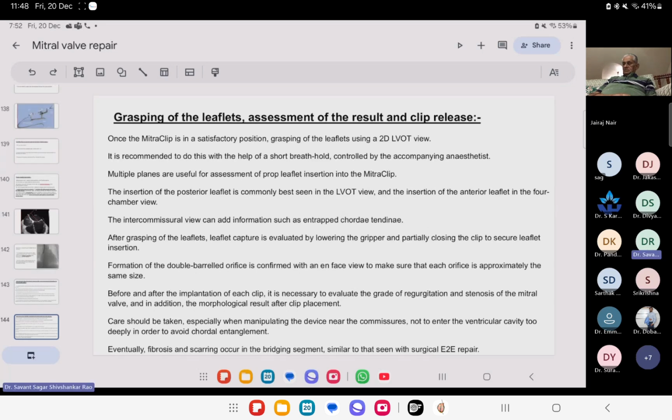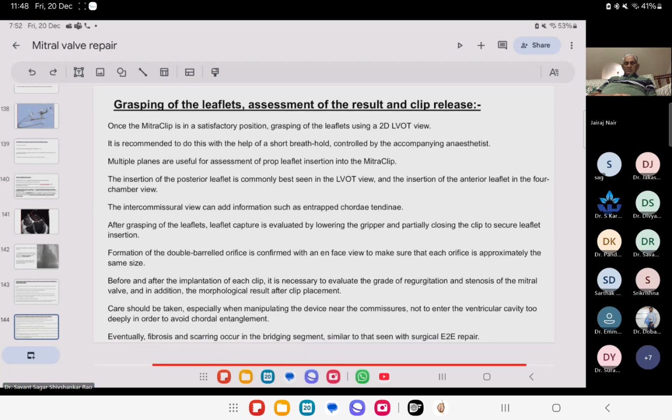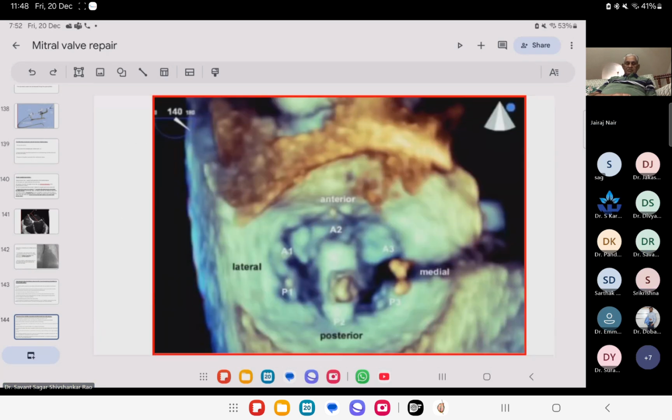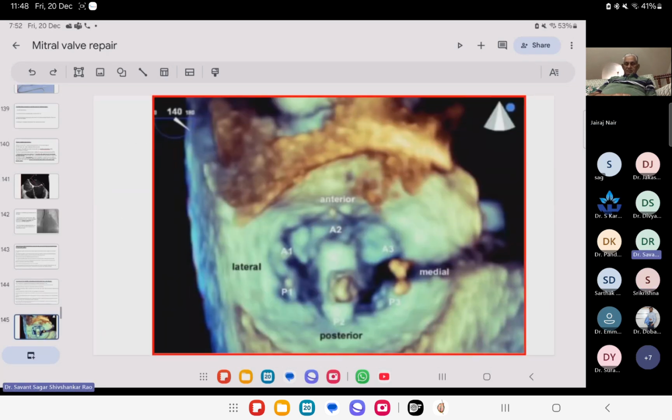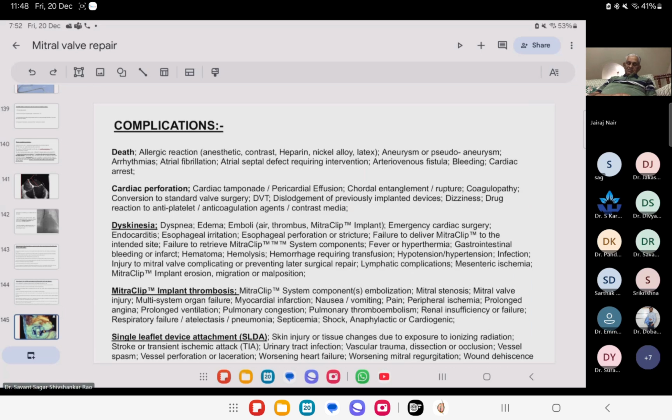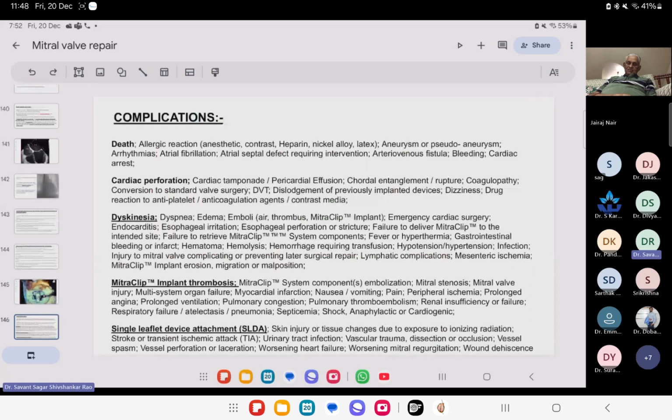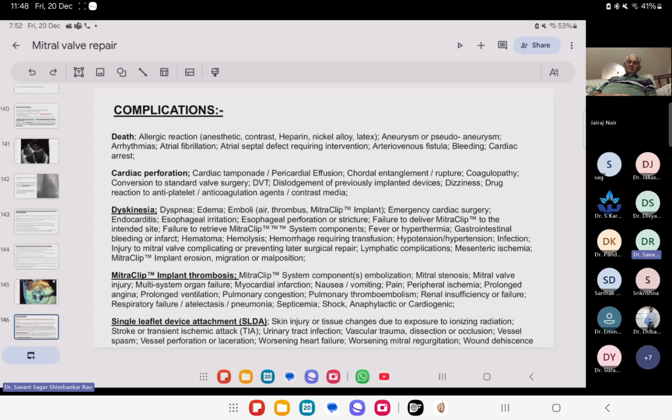So grasping of the leaflet, assessment through transesophageal echo and fluoroscopy. This is the 3D echocardiography of final deployment of the mitral clip from the left ventricle side. This is the complication post mitral clip deployment.